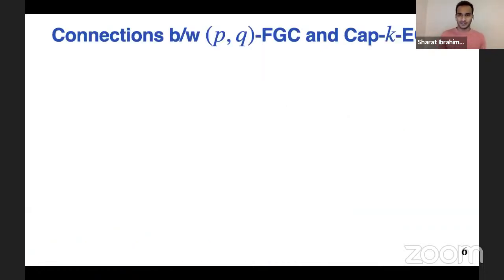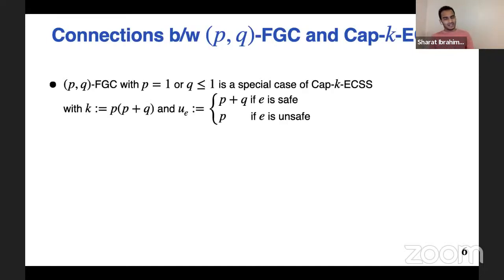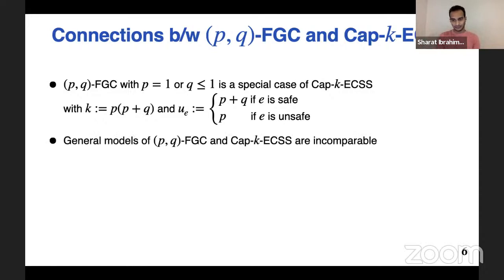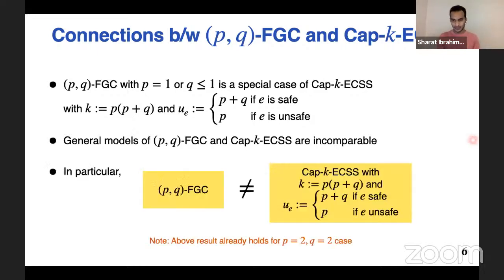What are the connections between (P, Q)-FGC and capacitated KECSS? If we consider (P, Q)-FGC with P equal to 1 or Q at most 1, then it is a special case of the capacitated KECSS problem, where we set K equal to P times (P plus Q). And for capacities, we assign a capacity of P plus Q for safe edges and P for unsafe edges. If we do this, then (P, Q)-FGC becomes a special case of capacitated KECSS. However, the general models of (P, Q)-FGC and capacitated KECSS are incomparable. In particular, (P, Q)-FGC is not equal to capacitated KECSS with this choice of K and edge capacities.